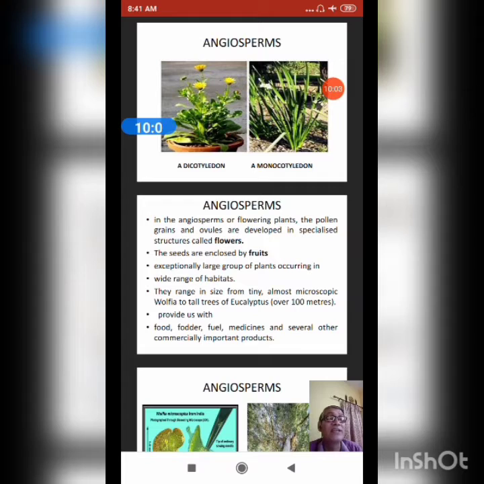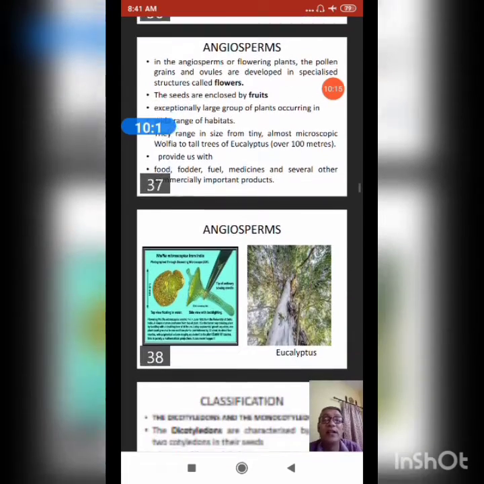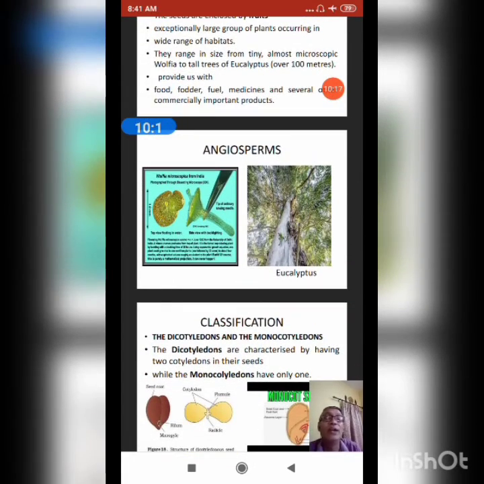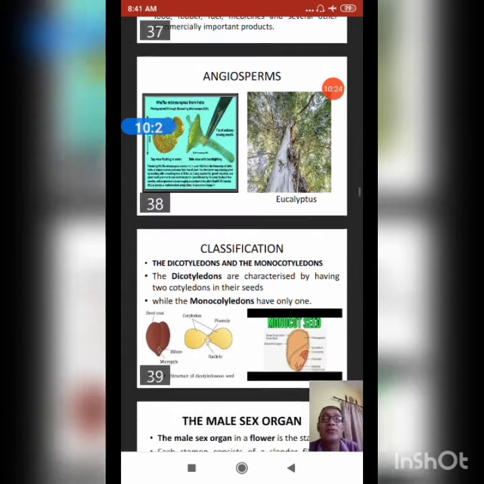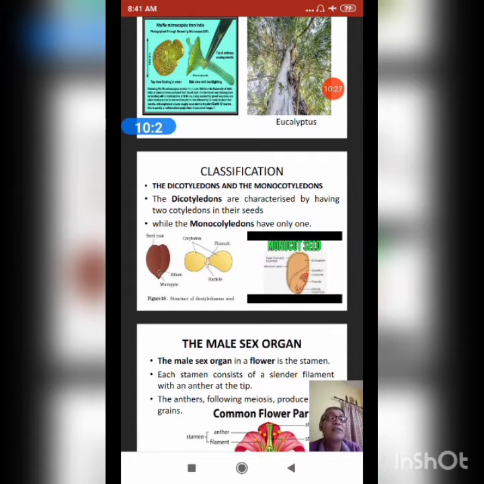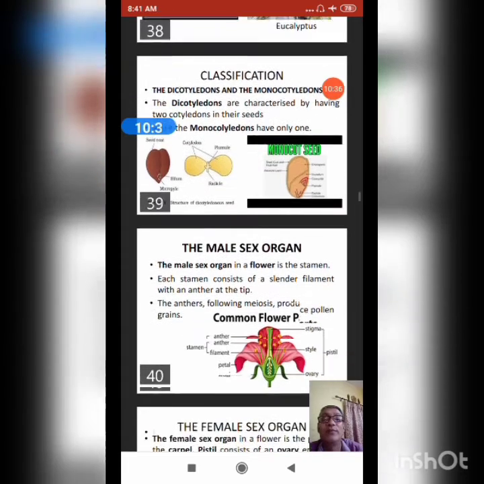They range in size from the tiny, almost microscopic Wolffia, an important point, to tall trees like the eucalyptus. You see the eucalyptus. Let us see the pictures of angiosperms. I am showing you the Wolffia picture, and side by side the eucalyptus. So the classification is to be discussed. There are two types, dicotyledonous and monocotyledonous. Dicotyledons have two cotyledons in their seed, monocotyledons have only one. I have shown you the picture also.